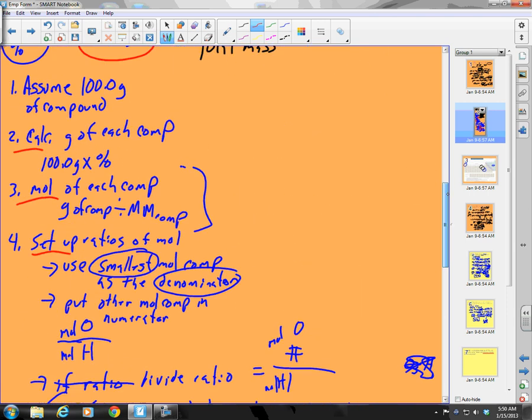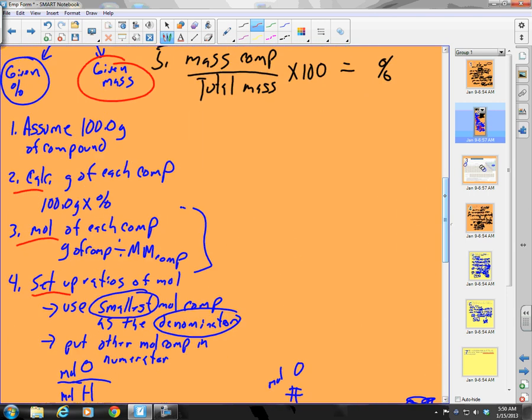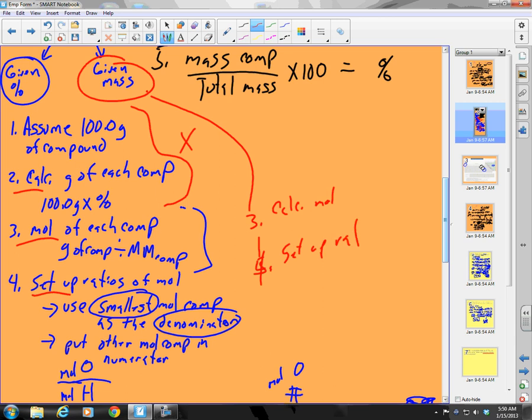Now, what happens if they give us mass? Well, really, if they give us mass, it's easier because we don't have to do 1 and 2. Those no longer have to be done. If they give us mass, we go right to 3, and we do 3 through 5, or 3 through 4, and that is all there is to it. So once we're given mass, we calculate moles, and then we set up our ratios. That's all there is to it. So let us jump into that. Here we go.